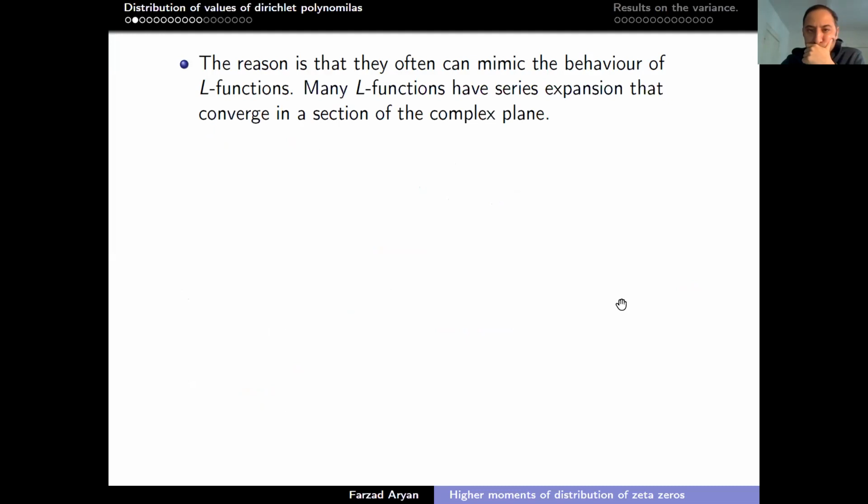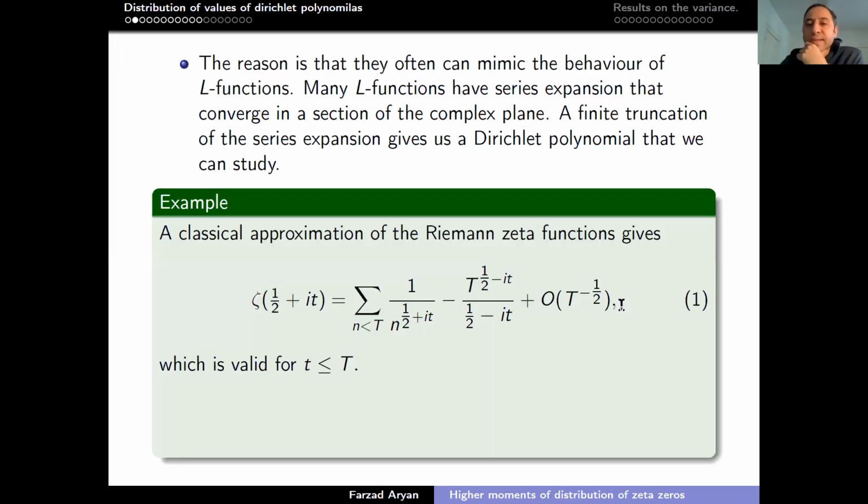polynomial. L functions in general, all of them, have a series representation. You can truncate the sum at a large enough point and look at what remains. It doesn't have all the properties of the original function, but it gives you some ideas. It does mimic the behavior.